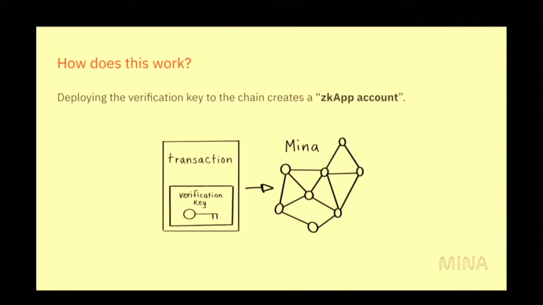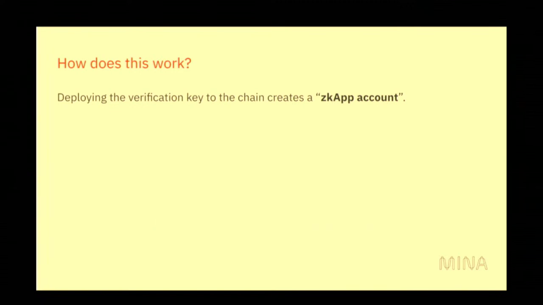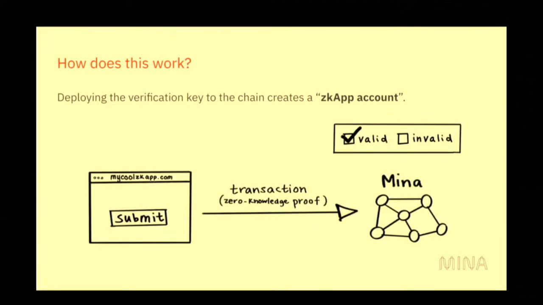So when we deploy a verification key to the MENA blockchain, we create something called a ZK app account. There's not as well-defined a difference between an externally owned account and a contract account as there is on a blockchain like Ethereum. With MENA, a ZK app account is basically an account that has one of these verification keys associated with it, and it will only accept transactions if they have a valid proof associated with that verification key. This is how you can constrain these accounts to be usable only in some specific way that's defined by your smart contract logic.